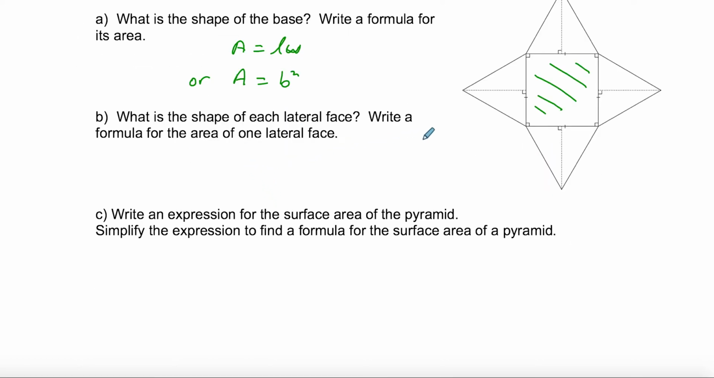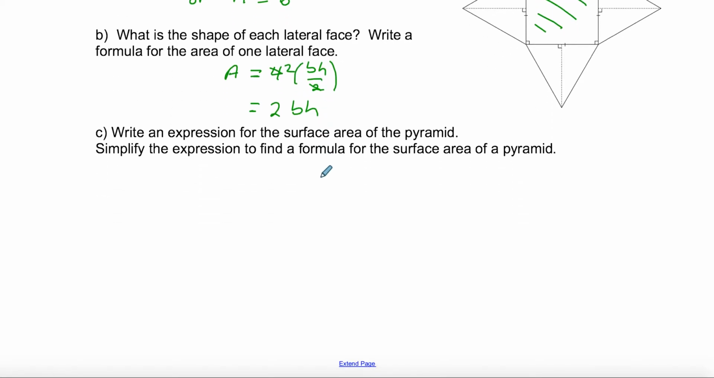What is the shape of each lateral face? Around the outside, those are all triangles. So a triangle I know is base times height divided by 2. But imagine we have 4 of those. We have 4 triangles, base times height divided by 2. Hopefully you see that this 4 and that 2 could be divided, and I would just be left with 2 base times height for the 4 triangles.